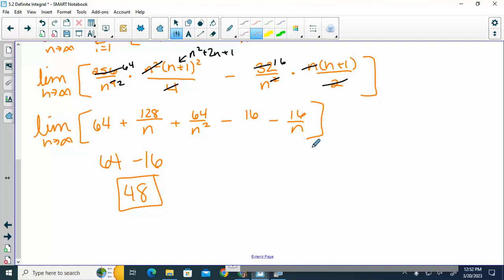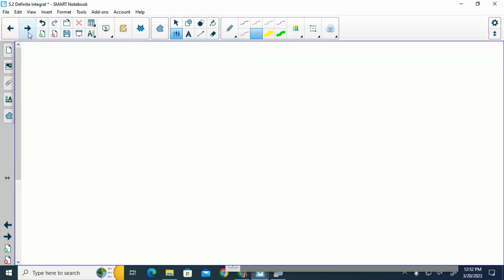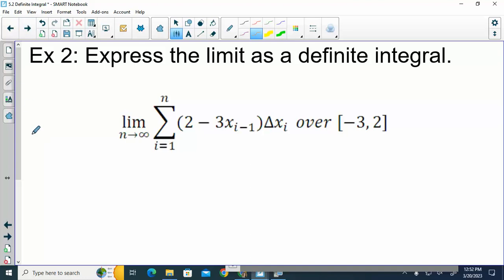Want to try another one? You can come in if you want. Let's go to this one. Okay, so I'm not asking you to calculate anything on this one. I'm just asking you to write this with an integral.